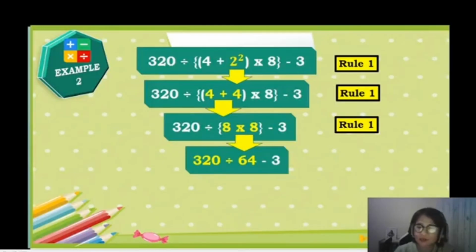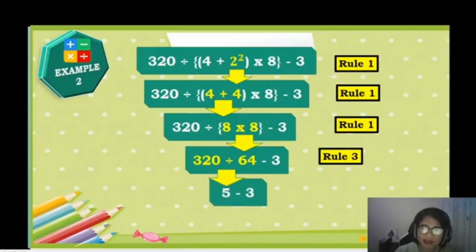And the next to perform is rule number 3, which is 320 divided by 64 will give us 5. Bring down 3. And then the last rule is rule number 4, subtraction. 5 minus 3 will give us 2.